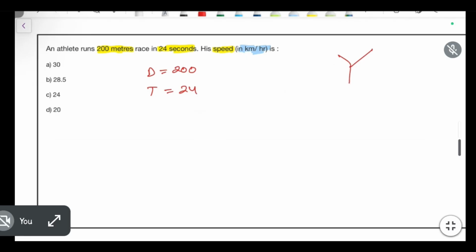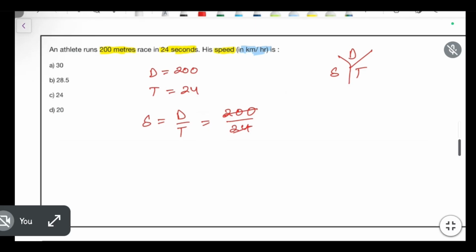So I'll use the formula here: distance, speed, time. What do we need? We need to find speed. Speed is equal to distance by time. So distance here is 200 and time here is how much? 24. If I want to reduce here, then in that case I can reduce by 4. 4 6s are 24, 4 5s are 20, and 2 3s are 6 to 25. So what do we have here? 25 divided by 3. Remember, this one is meter and this one is second, so meter per second.